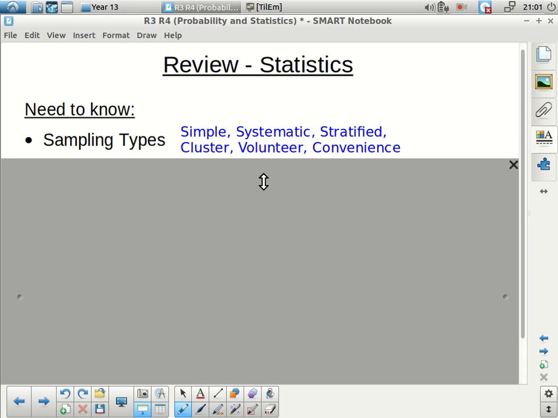The first thing we covered in this course was sampling types. There are 6 that we learned about: simple, systematic, stratified, cluster, volunteer, and convenience. You need to know roughly how they work. For example, the cluster sample involves breaking your population into groups, and then picking some of those groups and surveying every person in the selected groups. So know what they are and how they work.